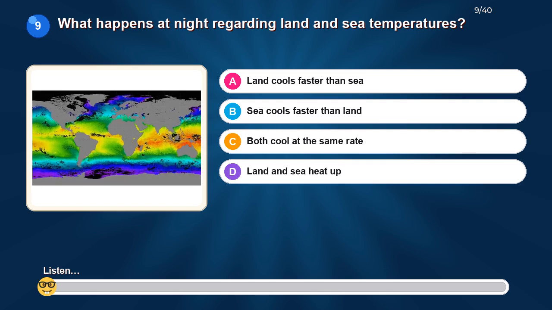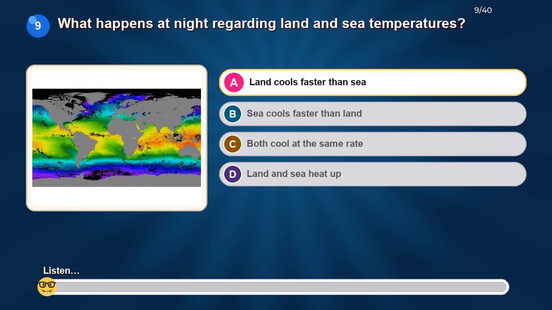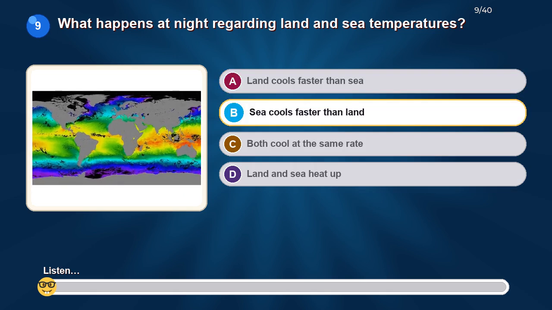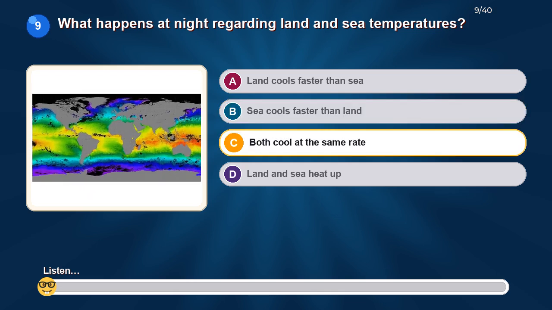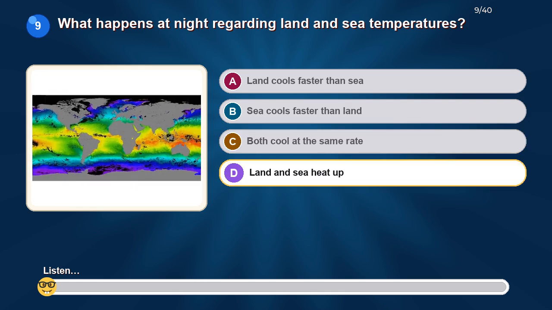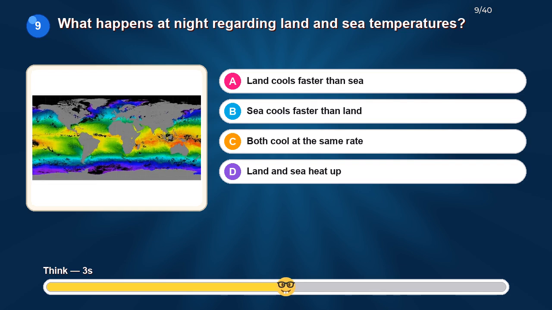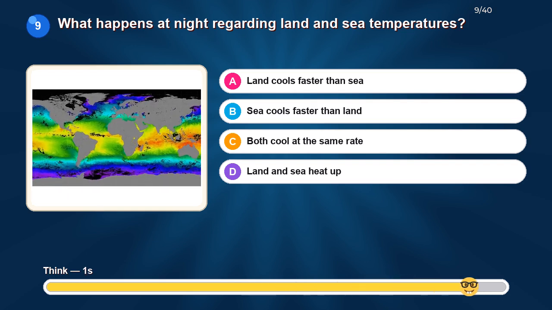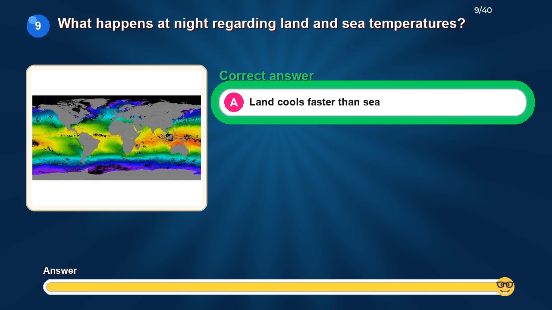What happens at night regarding land and sea temperatures? Option A, land cools faster than sea. Option B, sea cools faster than land. Option C, both cool at the same rate. Option D, land and sea heat up. The correct answer is, land cools faster than sea.